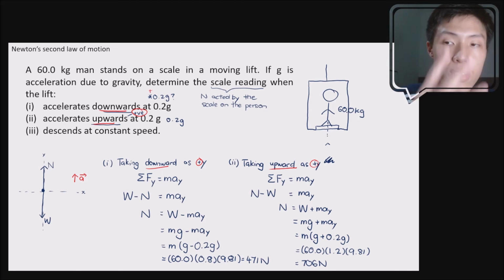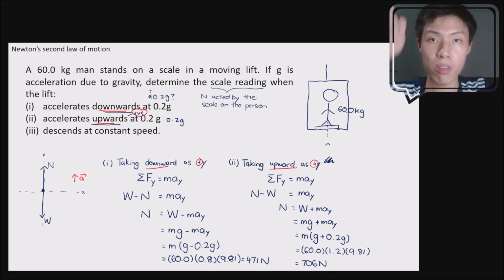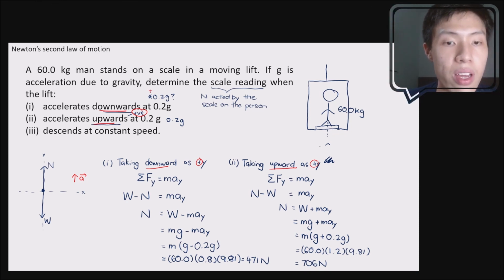Now let's move on to the third scenario where you are descending but at constant speed. Meaning you are falling but your speed remains constant. Let's say initially the lift is falling at 3 meters per second, but 5 seconds later it remains at 3 meters per second. It doesn't speed up, it doesn't slow down, but it's going down. Okay, that's the situation in scenario 3.